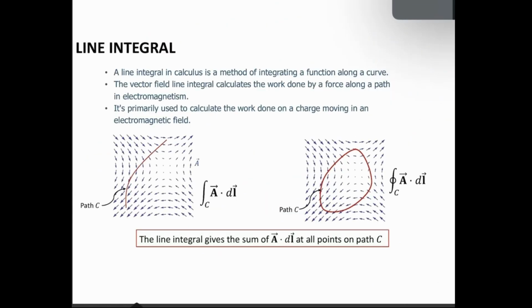Next is line integral. Okay, what is a line integral? A line integral in calculus is a method of integrating a function along a curve. This is the vector field integral; it calculates the work done by a force along a path in electromagnetism. Let's say this path goes here.